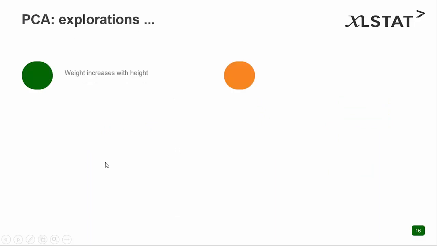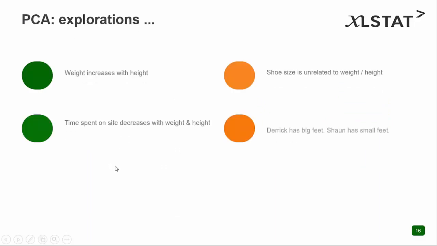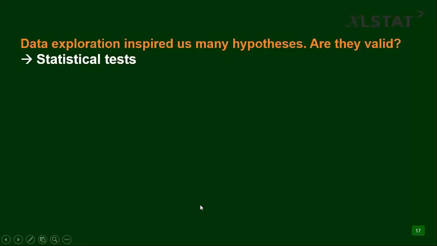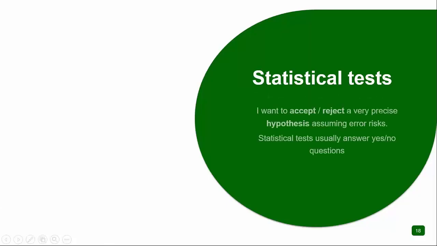So here are our PCA explorations or hypotheses. Today, with statistical testing, we'll be able to test the validity of this kind of statements or hypotheses. So today we start our reasoning with a very specific question. Is this hypothesis valid or not? Statistical tests allow us to accept or to reject a very precise hypothesis, assuming error risks. So statistical tests usually answer questions whose answer is yes or no.